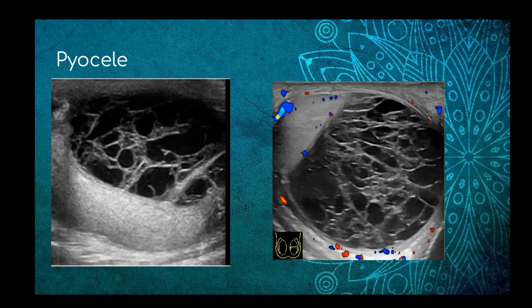Pyoceles then are infections within the testicle. So we will see septations and kind of some grossness, probably some peripheral vascularity, as we can see in this picture over here, surrounding all of those septations. So this is probably an infected hydrocele.